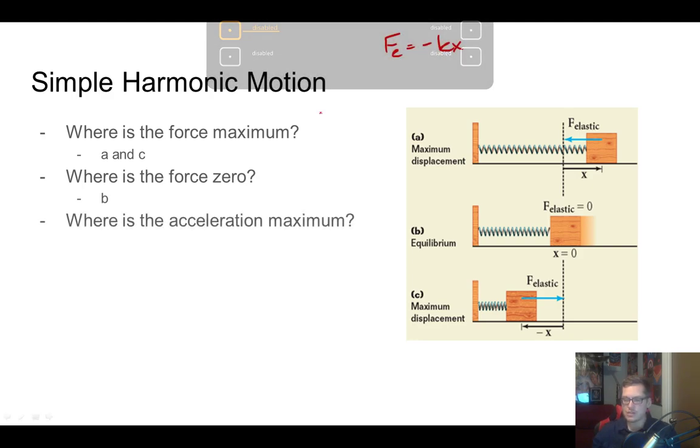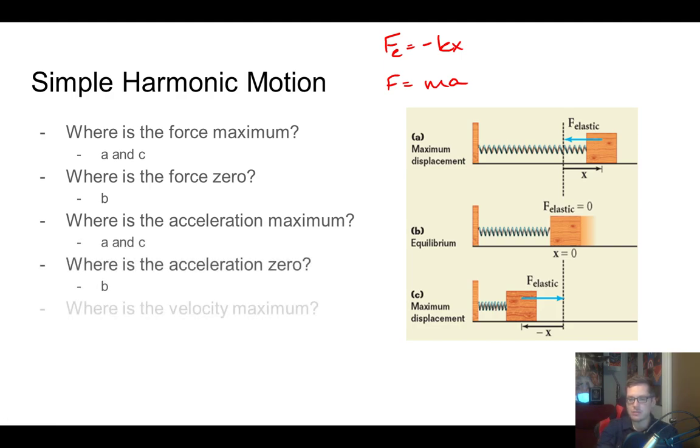So where is the acceleration maximum? Well, think about it this way. We also know that force is equal to mass times acceleration. So we've got the same sort of situation here, where our force is equal to some constant, the mass, since we're not changing the mass of this brick, times the acceleration. So when is our acceleration going to be maximum? Our acceleration is proportional to our force. So when our force is really big, our acceleration is also really big. So when our force is maximum, our acceleration should also be maximum, and so we see that our acceleration is maximum at a and c. The acceleration is 0 again when the force is equal to 0.